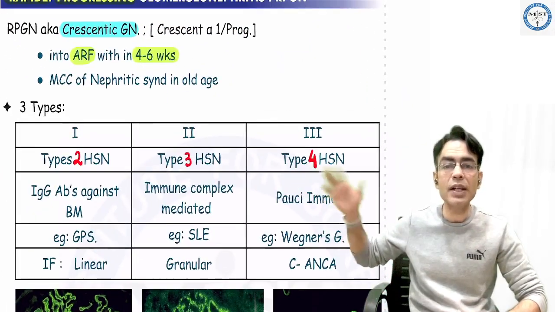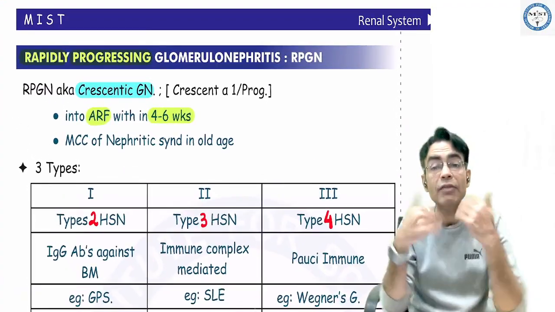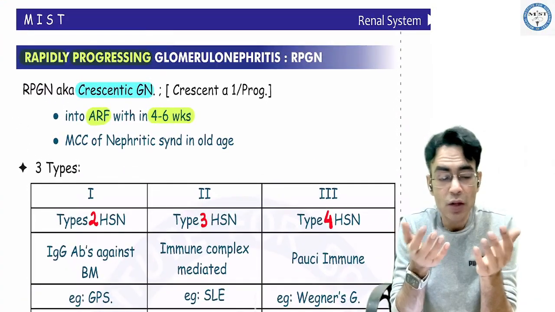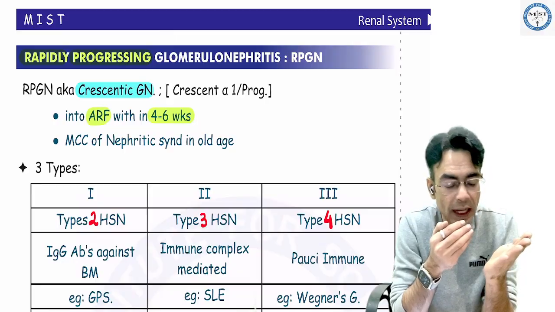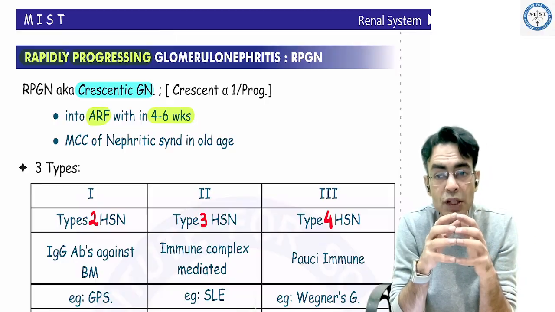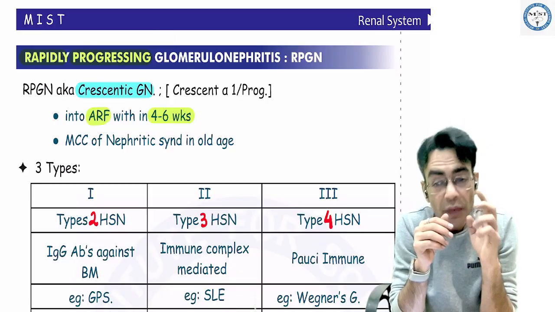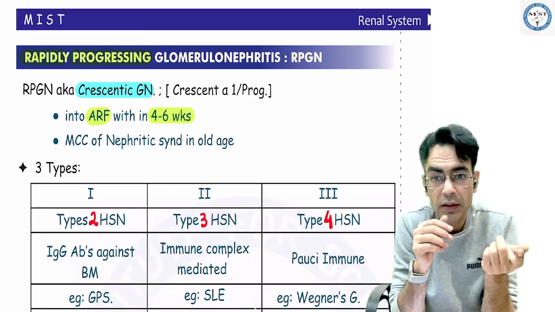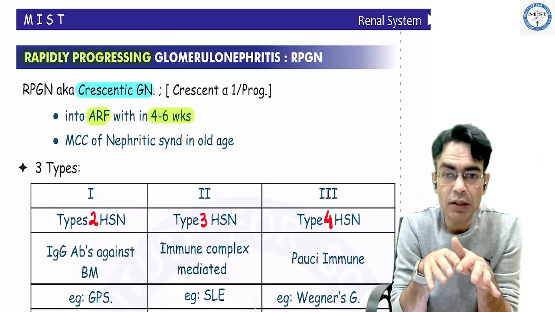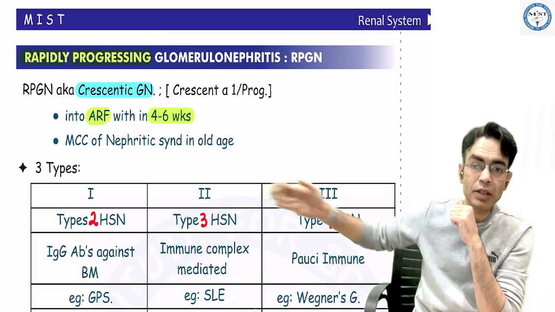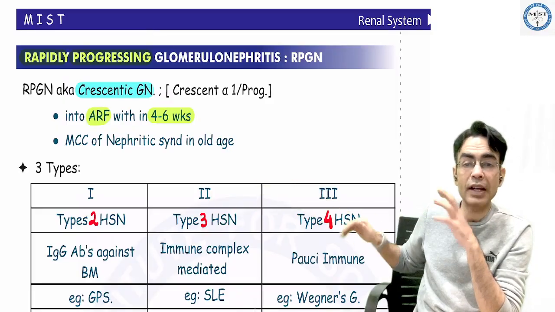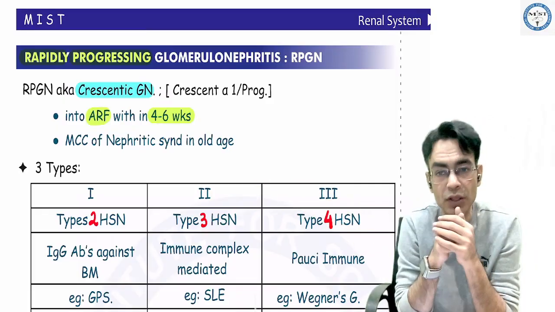Now RPGN. RPGN is not a disease in itself. It's a manifestation of other glomerulonephritis. Any glomerulonephritis which is due to type 2 hypersensitivity, if it is going into renal failure, it is type 1 RPGN. Type 3 hypersensitivity glomerulonephritis going into renal failure, type 2 RPGN. Type 4 hypersensitivity glomerulonephritis going into renal failure, type 3 RPGN.